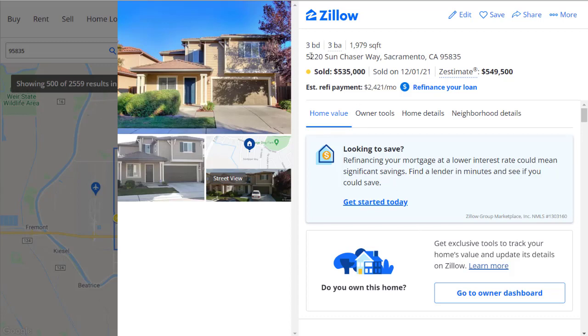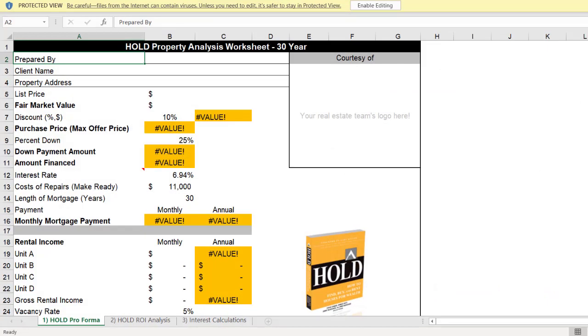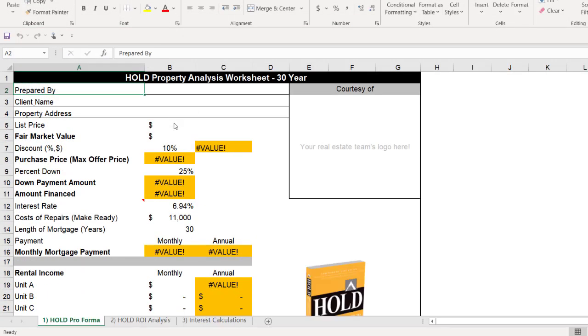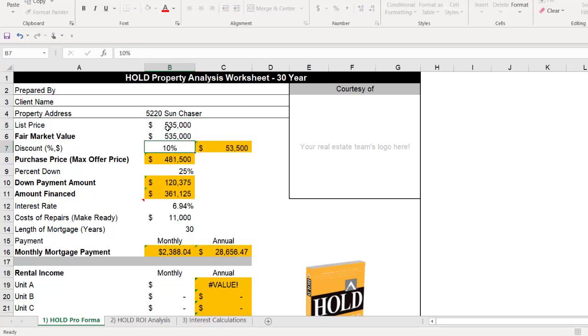So let's get started. We'll go ahead and pull up the worksheet that I mentioned. Okay, so here it is. And you can go ahead and fill out some of the stuff. I always say just work from top to bottom. And I'm going to walk you through all of the details here. Let's go ahead and add the property address. 5220 Sunchaser. And then let's just say the list price was $535,000. Fair market value, let's say, was $535,000 because that's what it sold for.